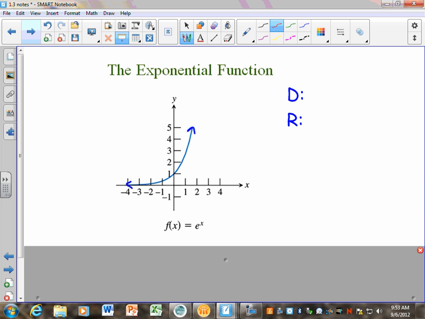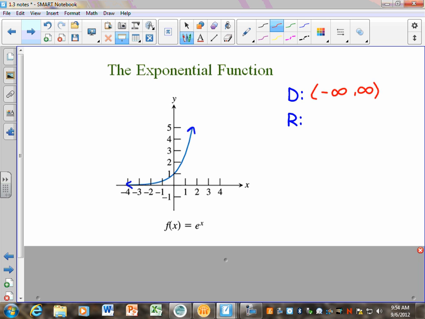Again, when you're looking at domain, the domain of e to the x never changes. You can plug whatever you want in there for x. If you look at this graph, it's going to go on forever this way and on forever up, and every x value is going to be used. So although it definitely doesn't have every y value used, the domain here is all real numbers. And that's true for every exponential function. The domain is all real numbers.